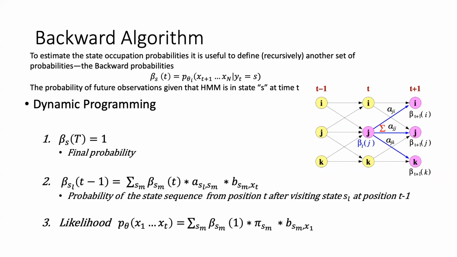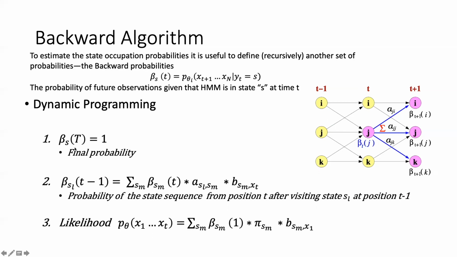So let's try to define the beta and then try to understand how we can also compute the likelihood using beta. The beta indicates the probability of future observations given that the HMM is in state S at time t. Similar to forward probabilities, we can also compute backward probabilities starting from the backwards and then coming towards the left side.